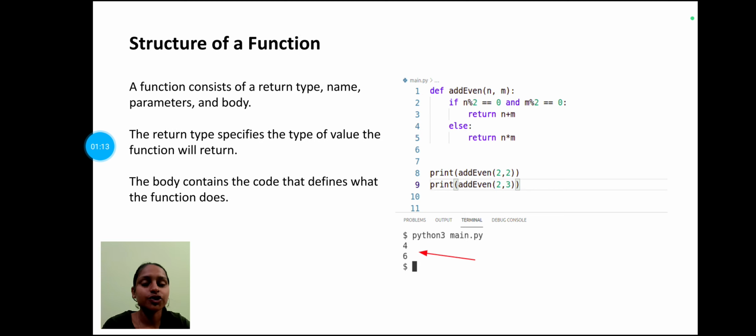Structure of functions, or the syntax of functions. A function consists of a return type, that is nothing but the data type, a name, parameters, and the body of the function. The return type specifies the type of value that the function will return. The body contains the code that defines what the function does. It means it contains the logic of the function.